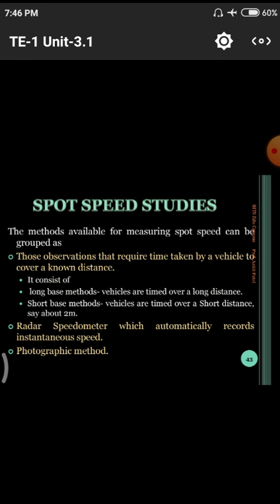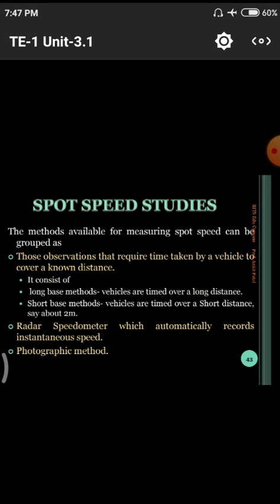It means radar speedometer. The speedometer simply passes a small number of waves. The waves move to a particular point, reflect, and come back to the origin point, so the time taken to go and come back can be measured, and automatically the speed can be displayed on the radar speedometer.